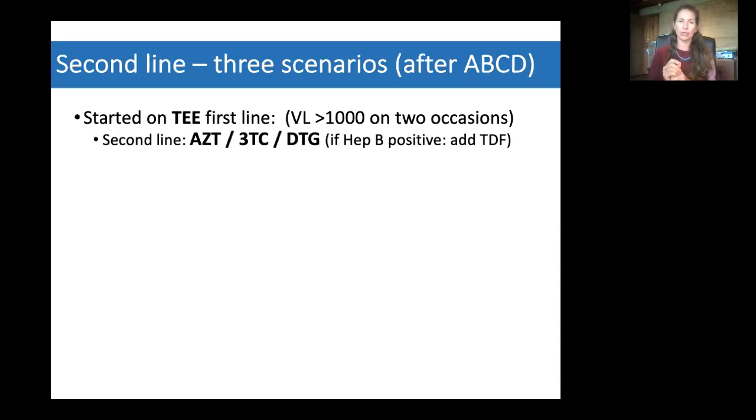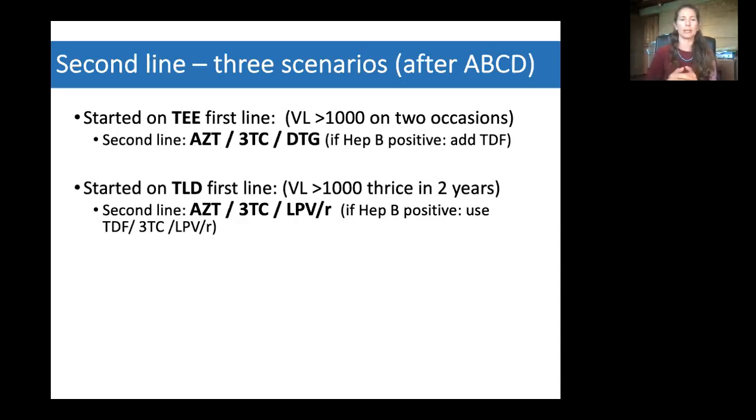And just note, if they're hepatitis B positive, then you add tenofovir to that regimen just to be able to cover your hepatitis B. But now we have patients we're going to start on tenofovir, lamivudine, and dolutegravir, our new first line.